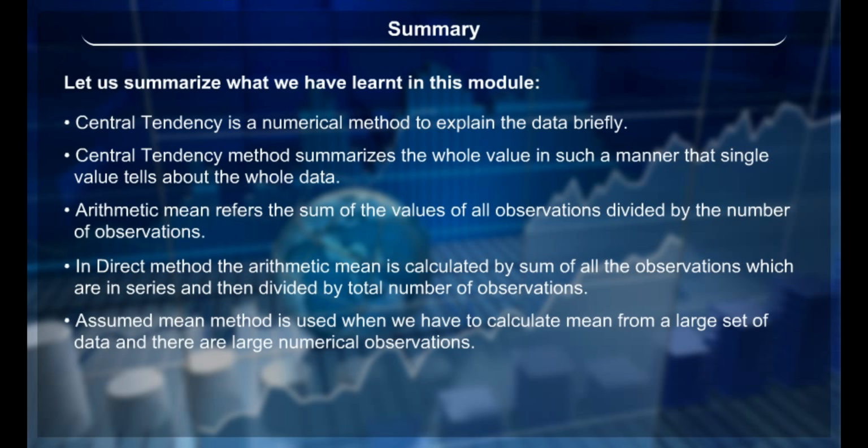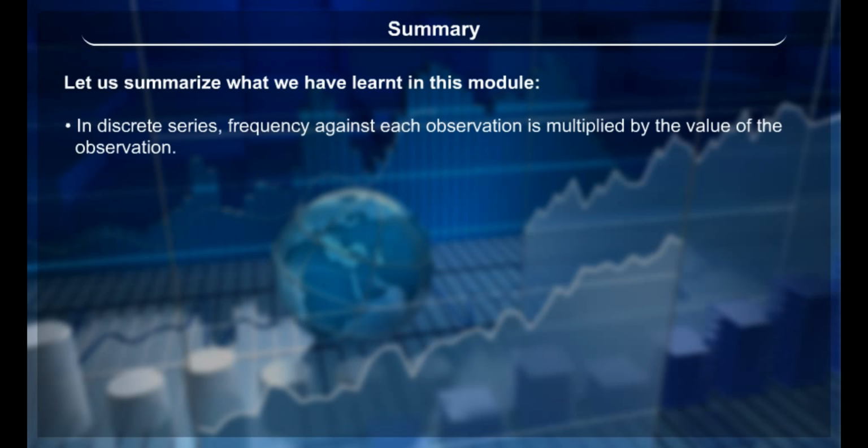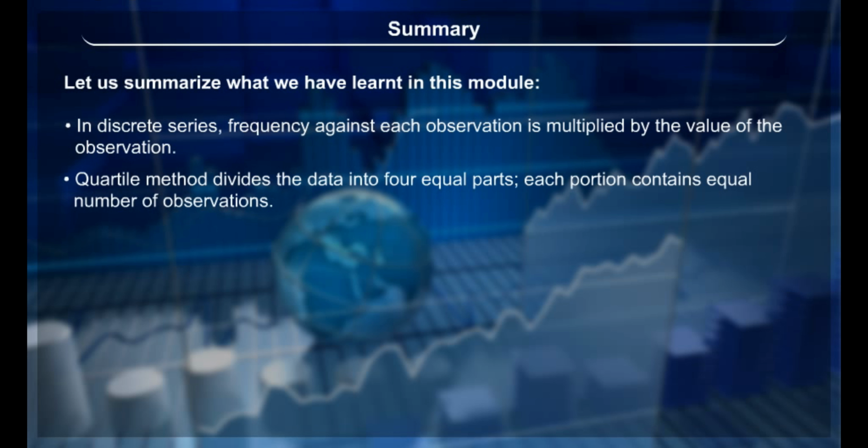Assumed mean method is used when we have to calculate mean from a large set of data and there are large numerical observations. In step deviation method, the calculation can be simplified by dividing all the deviations taken from assumed mean by common factor C. In discrete series, frequency against each observation is multiplied by the value of the observation. Quartile method divides the data into 4 equal parts. Each portion contains equal number of observations.